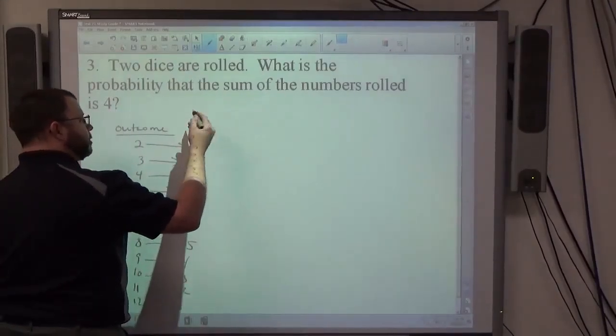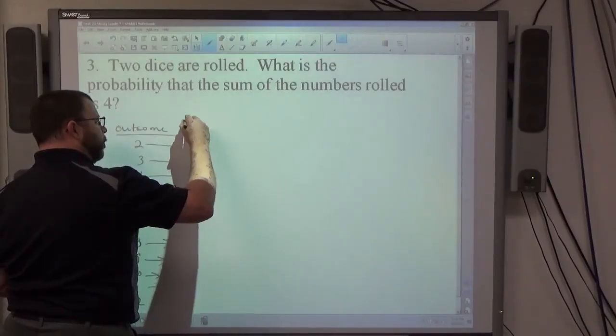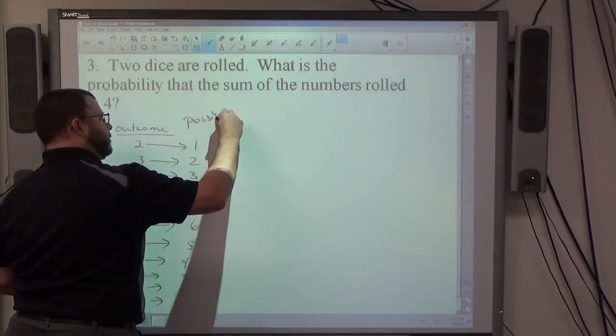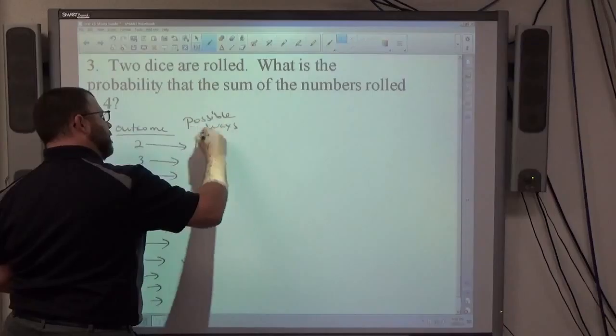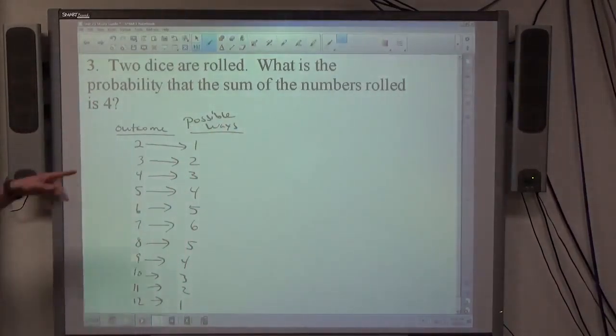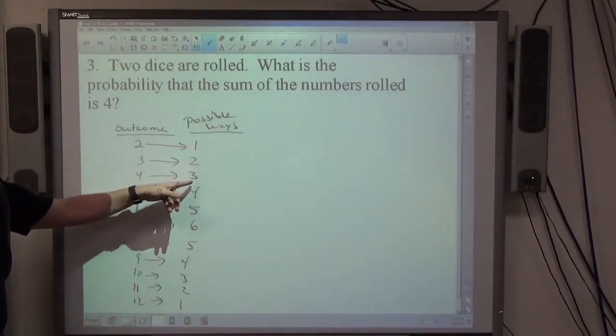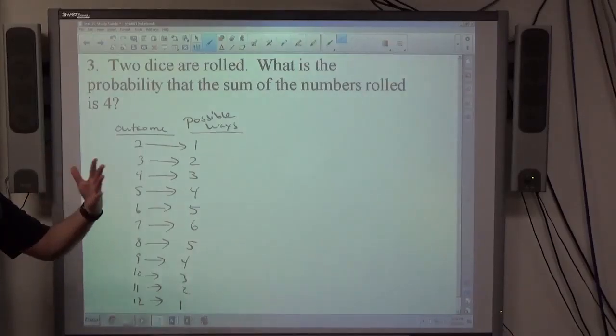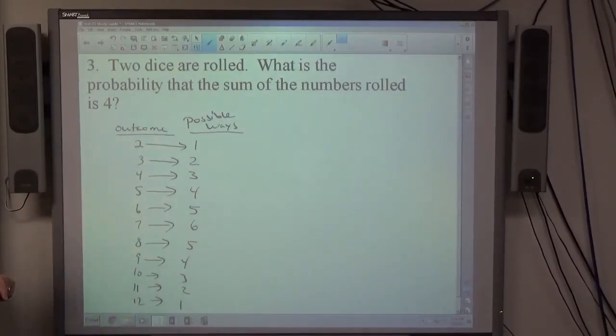So this is the possible ways to do it. You get the same information the chart supplies. There's one way to make 2, there's 2 ways to make 3, there's 3 ways to make 4, and so on. But you don't have to make that whole chart every time. This is a little bit easier to create.